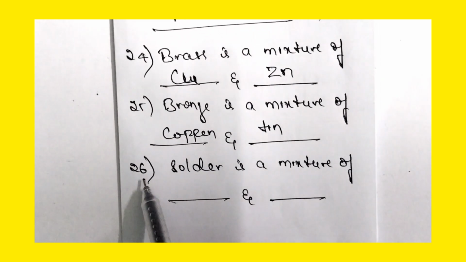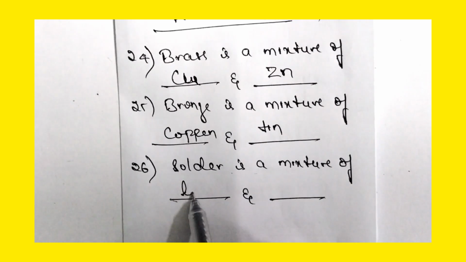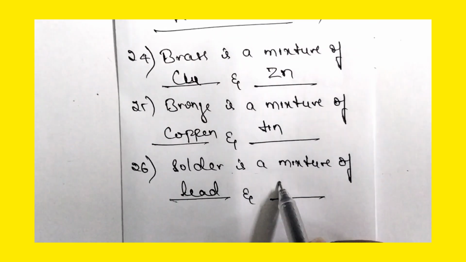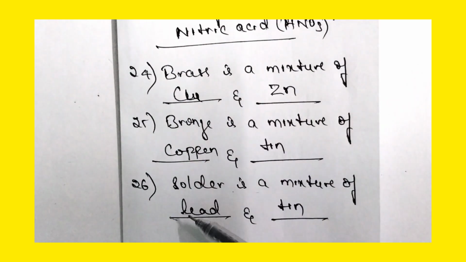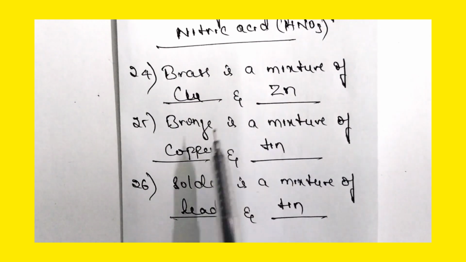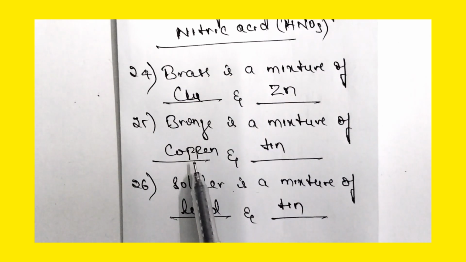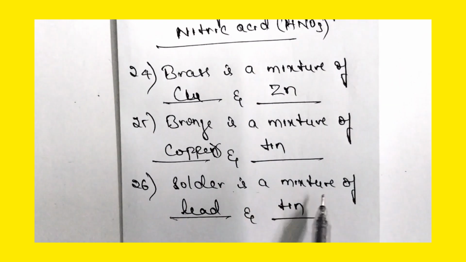Then coming to the 26th question, solder is a mixture of. So solder is a mixture of lead and tin. So these three are the alloys. Brass is a homogeneous mixture of copper and zinc. Bronze is a homogeneous mixture of copper and tin. And solder is a homogeneous mixture of lead and tin.